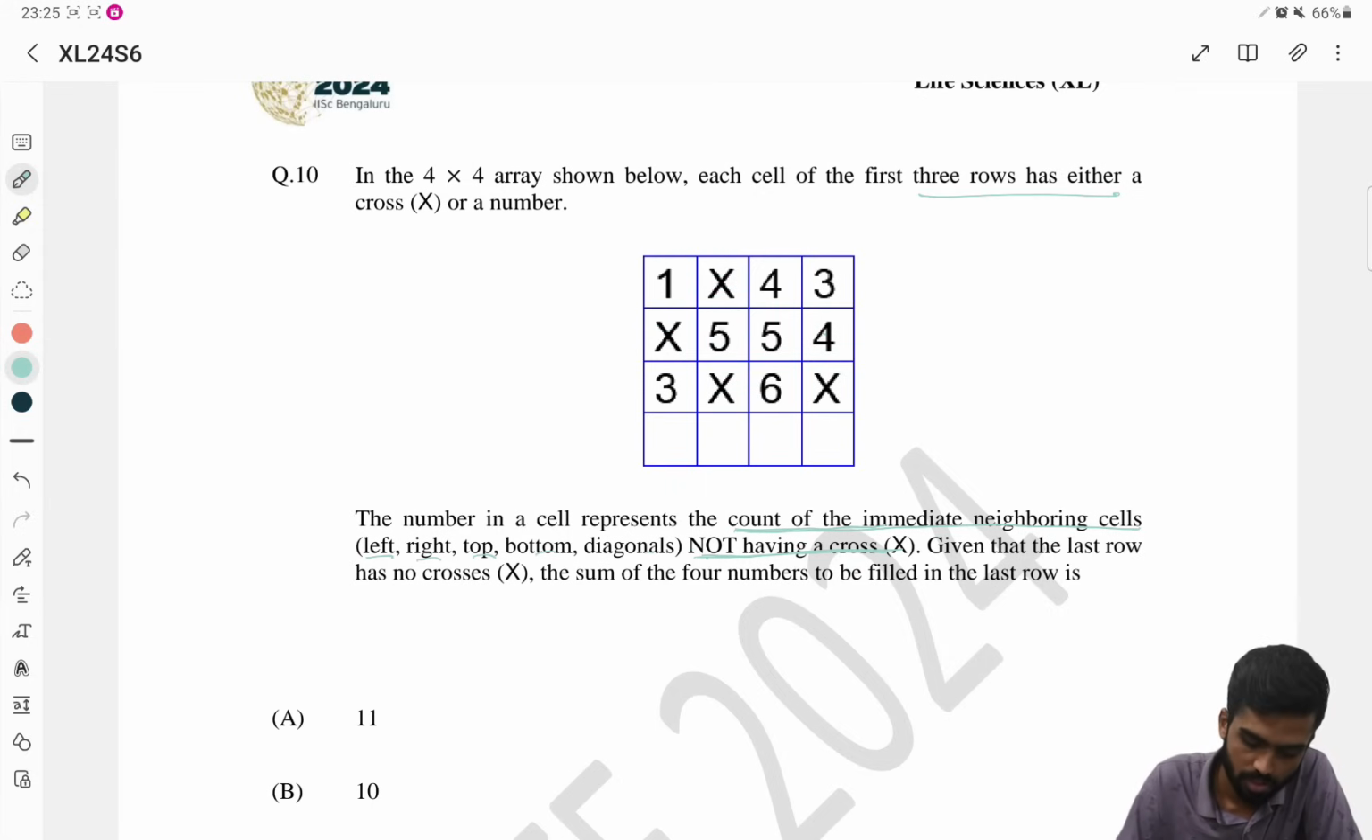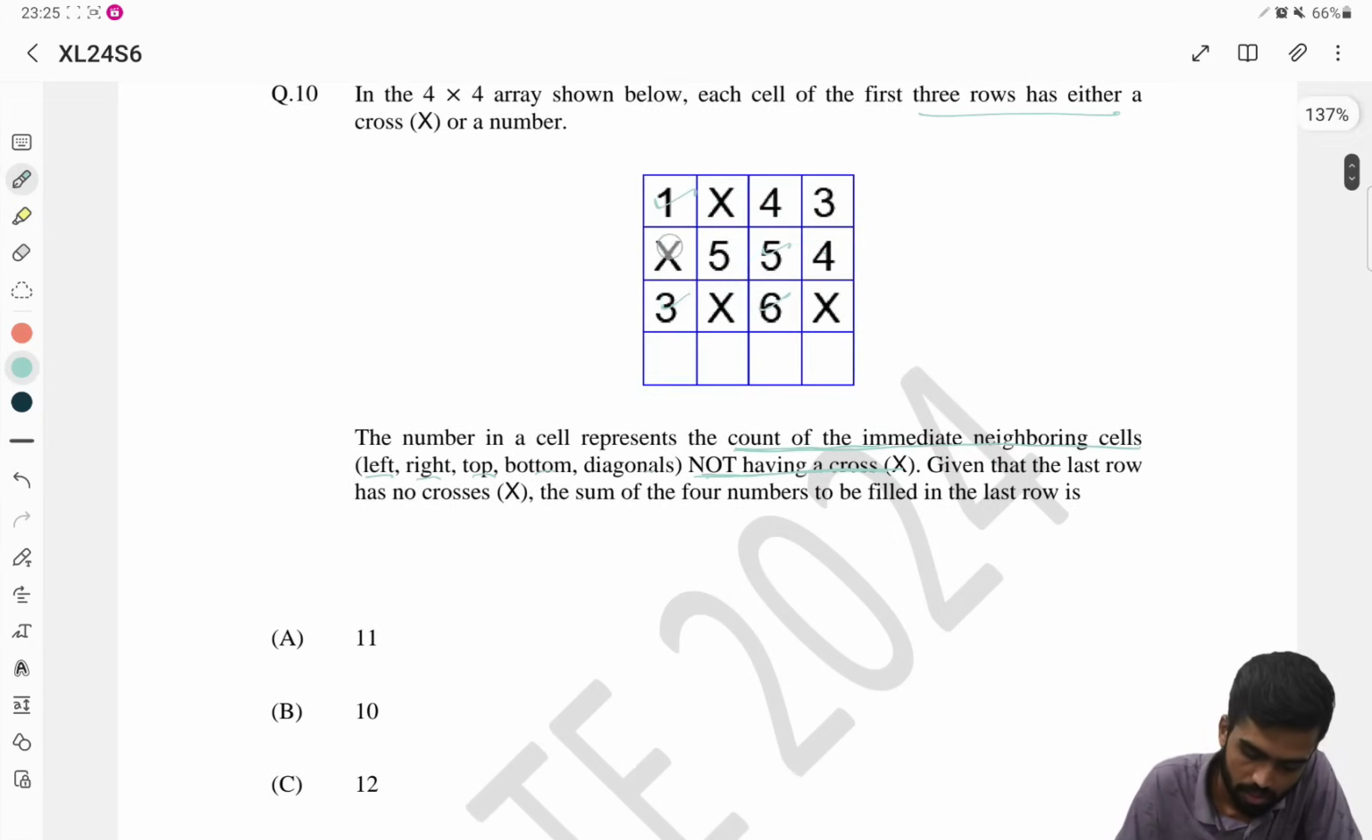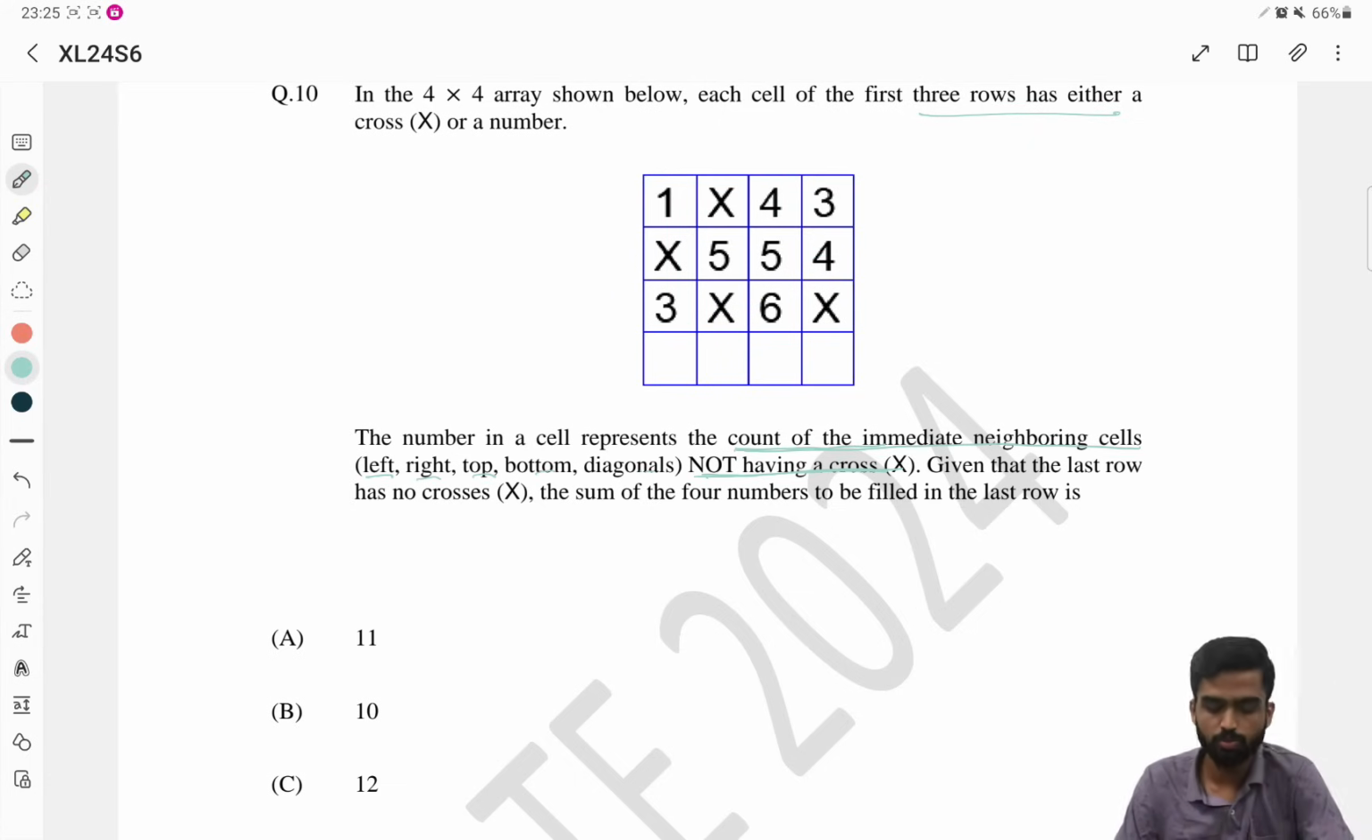We'll see the same thing for this particular cell with 5. In its 8 neighboring cells, 1, 2, 3, 4, 5, 6, 7, 8, 5 cells do not have a cross. We'll check 1, 2, 3, 4, 5. 5 cells do not have a cross. Similarly, we will check for this particular cell. Only 3 cells are there in its neighborhood, and all 3 do not have a cross. Very right. Now let's move to filling the gap, because that is what the last part says.